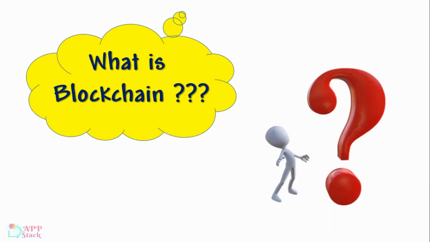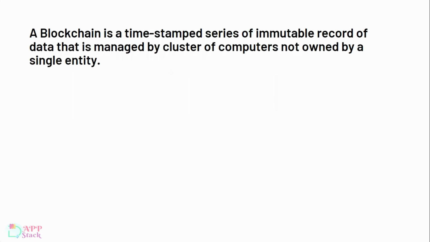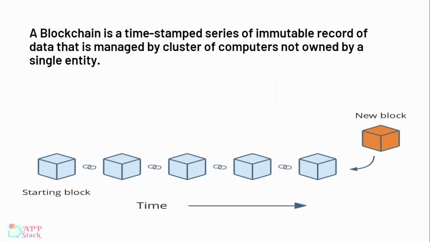The very first question that comes to our mind is what is blockchain, right? Blockchain is a time-stamped series of immutable records of data. The data is managed by a cluster of computers, not by any single entity. Let's go deeper.